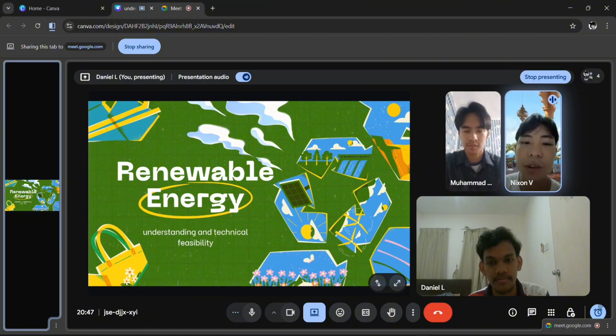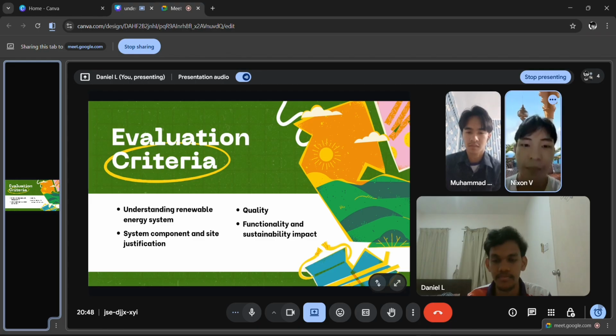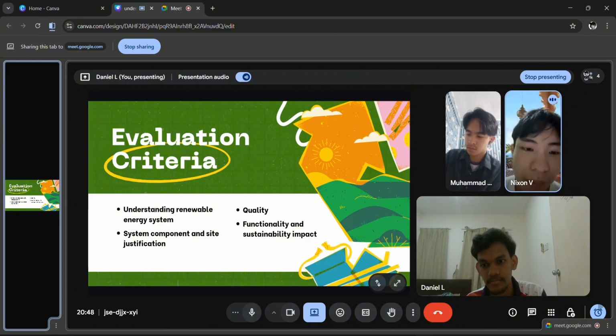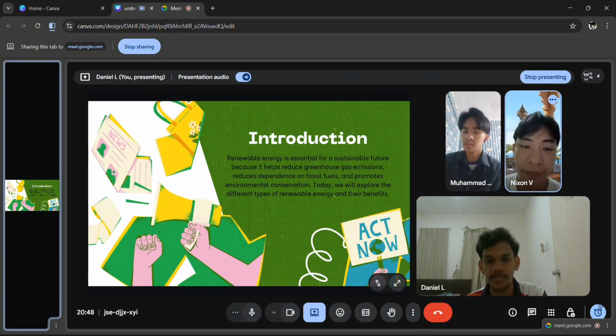Okay, so today we are going to discuss the topic of renewable energy. For the evaluation criteria, we shall discuss understanding renewable energy systems, its quality, its system components and site justification, and lastly, the functionality and sustainability impact. So we get into the introduction.